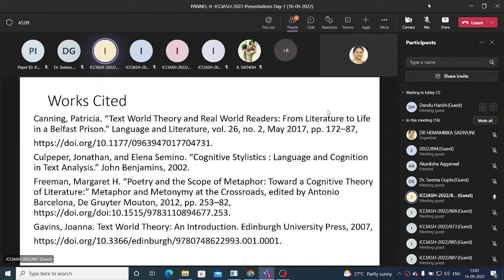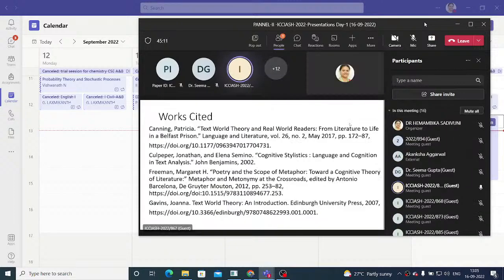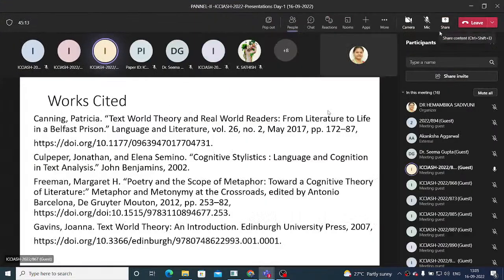Now these are some sources I thought would be useful if I showed you. These are works that I've used to do this analysis.